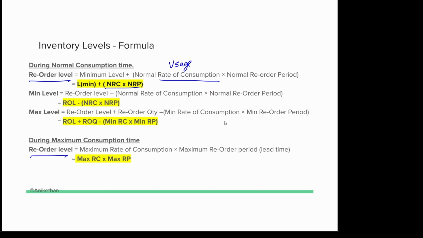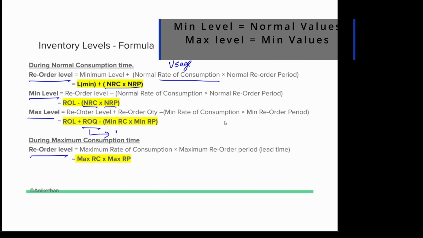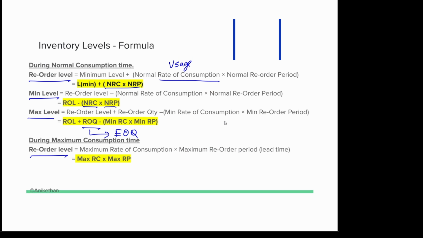There is no other way. You have to remember, you have to practice these formulas. So minimum level is reordering level minus normal rate of consumption and normal reordering period. Maximum level is, you have to add reordering quantity also. Most of the time this will be EOQ because you will order the economic order quantity. So here it is reordering level plus ROQ minus minimum rate of consumption and minimum reordering period.